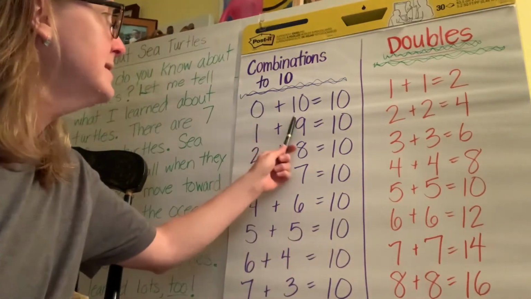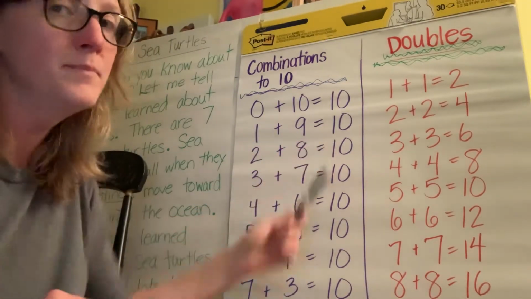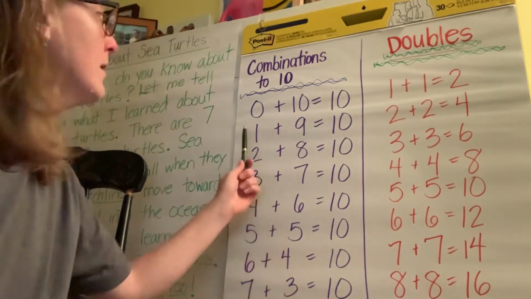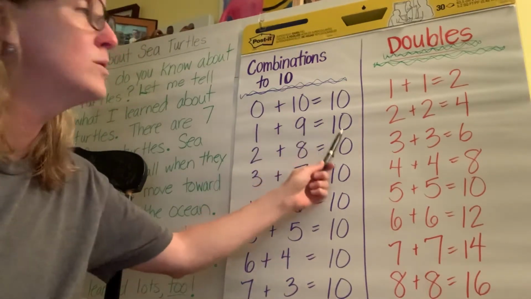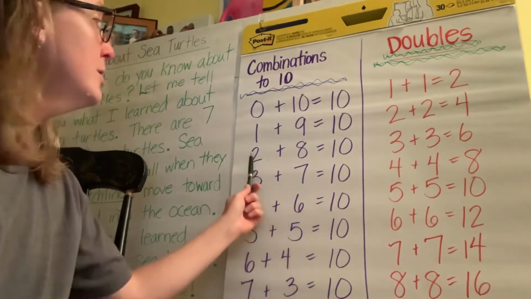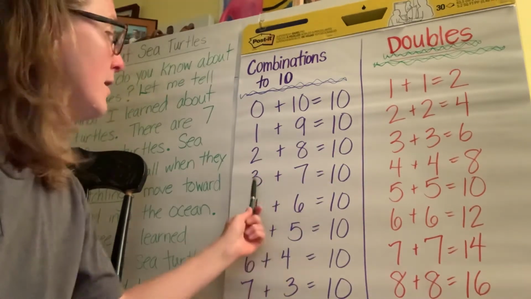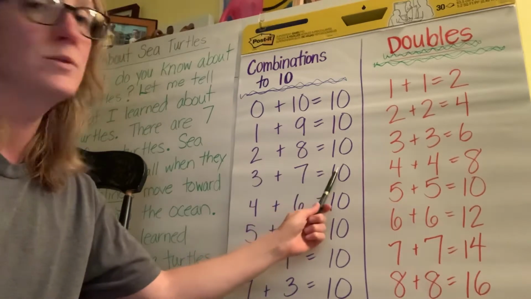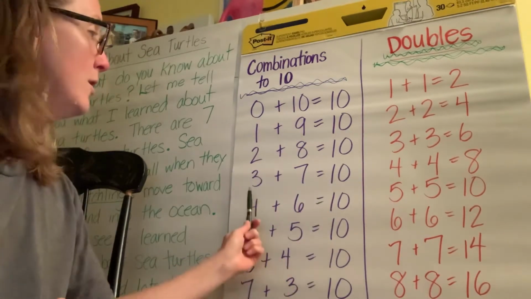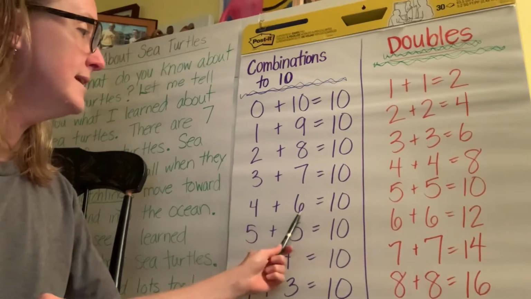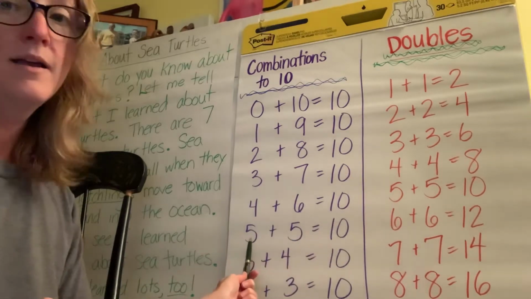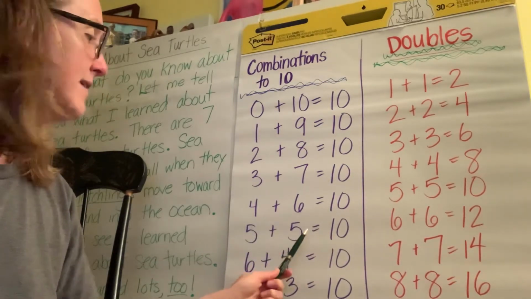So 0 plus 10 equals 10. You can echo that with me. 1 plus 9 equals 10. 2 plus 8 equals 10. 3 plus 7 equals 10. 4 plus 6 equals 10. 5 plus 5 equals 10.